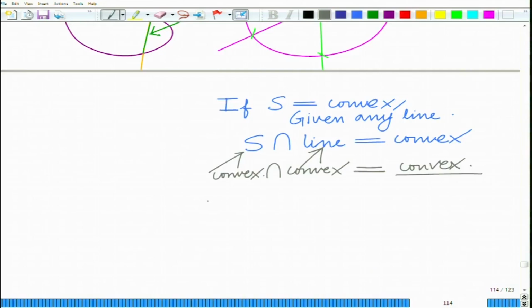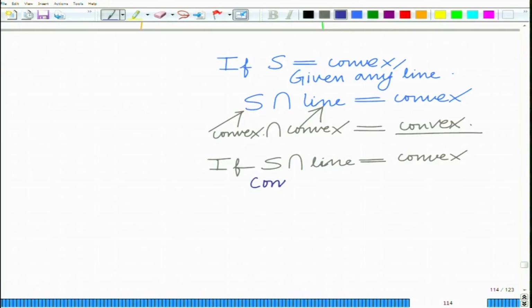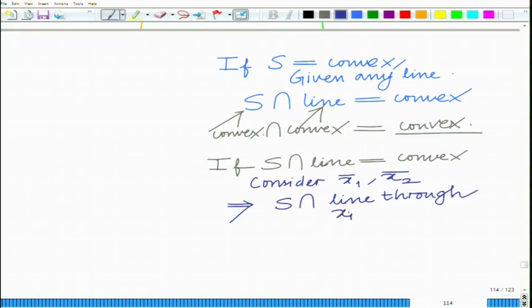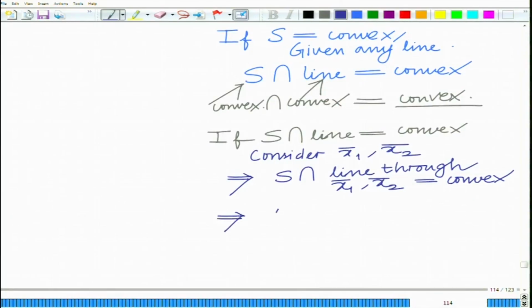Now, let us flow it in the other direction. If S intersection with any line is convex, okay. Consider any 2 points x1 bar, x2 bar. This implies S intersection with the line through x1 bar comma x2 bar, this is also a line, is convex. This implies that if you look at any convex combination, theta times x1 bar plus 1 minus theta times x2 bar, 0 less than equal to theta less than equal to 1, this must belong to S.